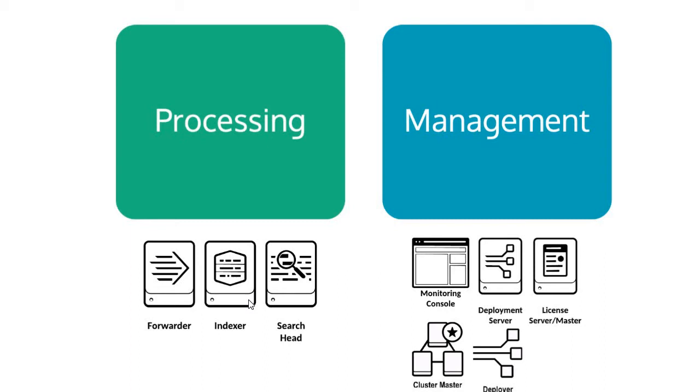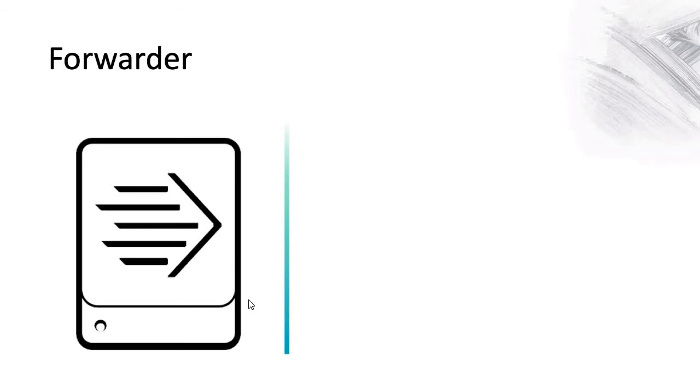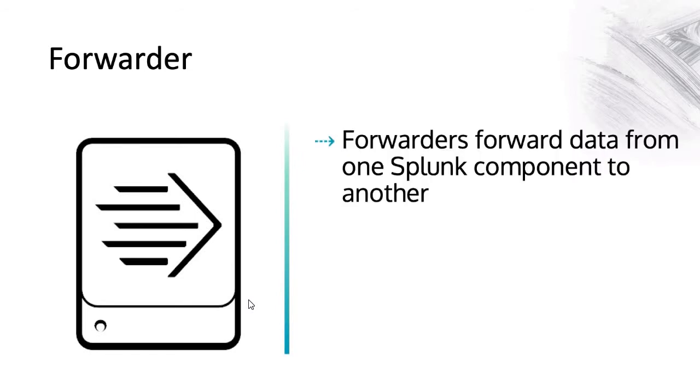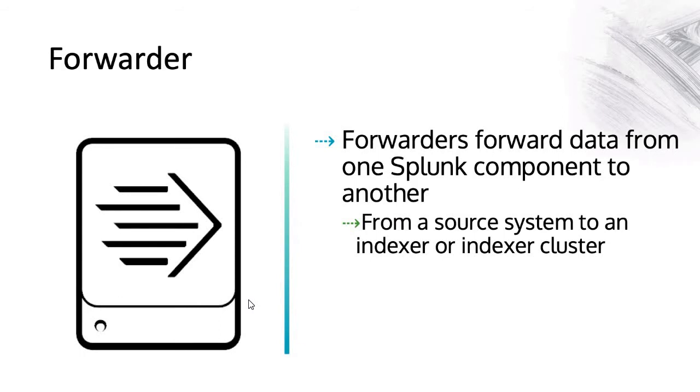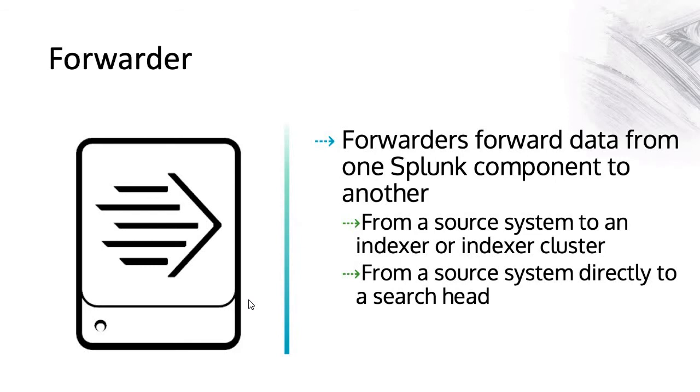Now let's talk about each one of them. First would be forwarders. Forwarders forward the data from one Splunk component to another. This could be from a source system to an indexer or indexer cluster, or from a source system directly to a search head. There are two types of forwarders. One is universal forwarder, second is heavy forwarder.